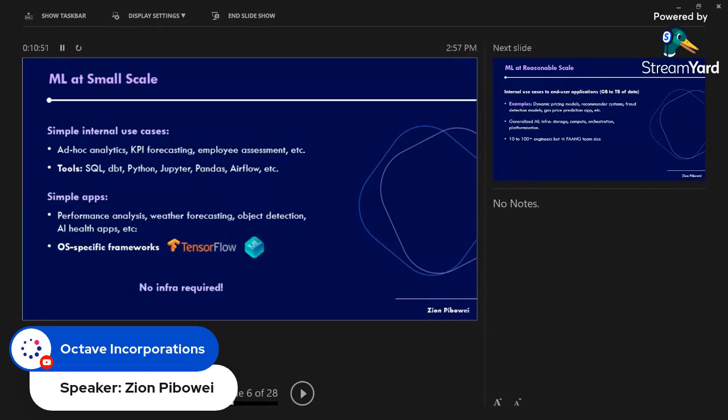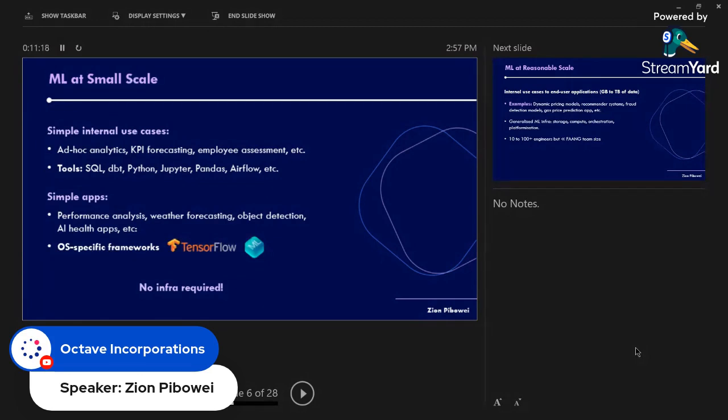Then when we talk about other applications, not just use cases, we also deal with things like web applications, Android applications, or iOS applications, the things you can build using OS-specific machine learning frameworks like TensorFlow, or Core ML for Apple.